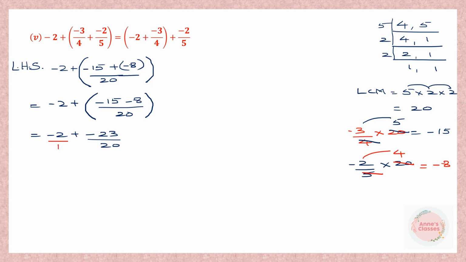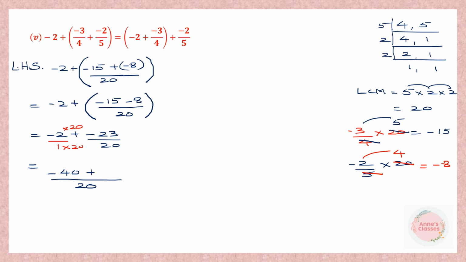So if you have 1 and another number, the other number becomes the LCM automatically. So this is 20. Here, if you look at the first rational number, minus 2 by 1, the denominator is 1. 1 into 20 is 20. So let's write that. 1 into 20. So multiply this also by 20. So minus 2 into 20 is minus 40.